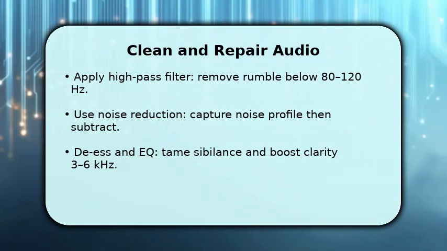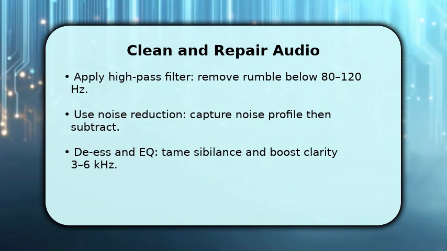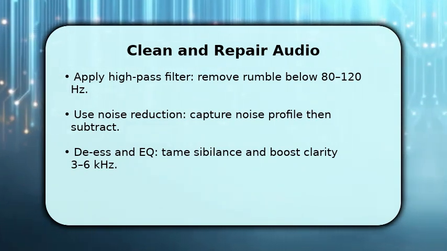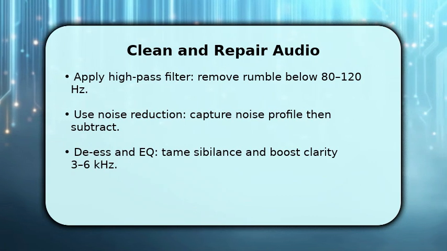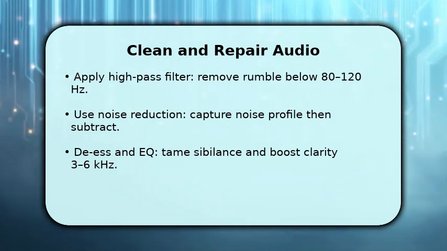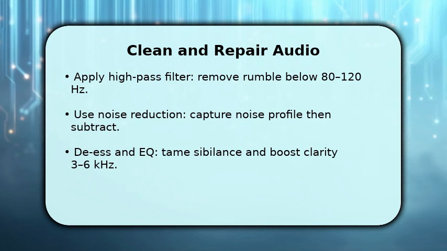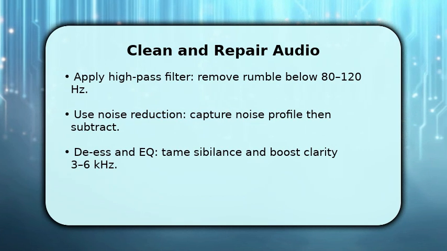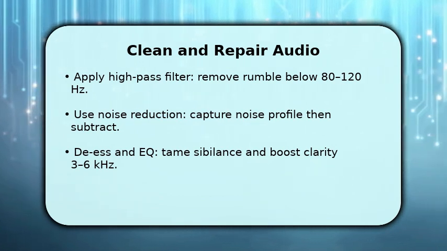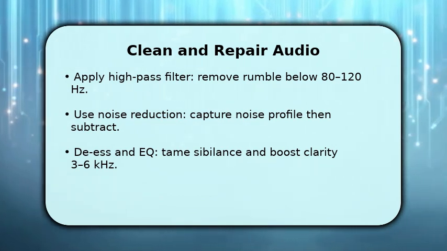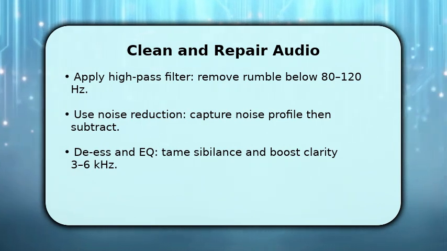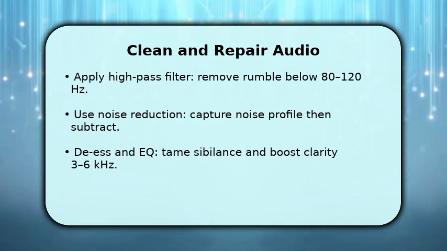Next, you tackle the recording in your editor. Start with a high-pass filter around 80 to 120 Hz to remove low rumble, then capture a short noise profile and apply conservative noise reduction so speech remains natural. Once cleaned, use a de-esser for harsh sibilants and gently boost 3 to 6 kHz for intelligibility. After each change, solo the track and listen.